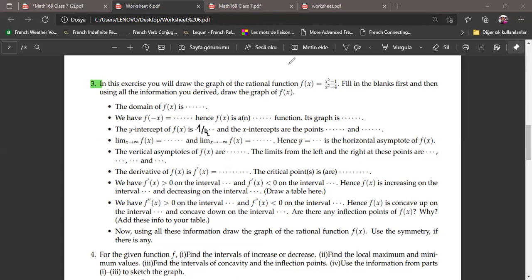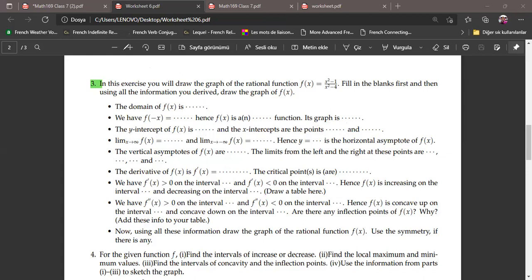And for the x-intercept, it means y is equal to 0. So we equalize it to 0. (x squared minus 1)/(x squared minus 4) equals 0. Then it gives x equals minus plus 1, right? So these are the x-intercepts, plus 1 and minus 1, okay? And what about the limits of the function?